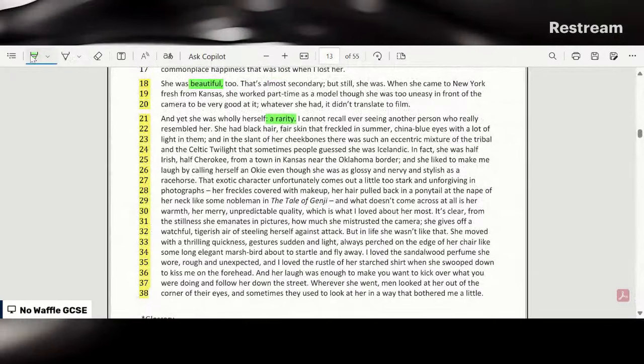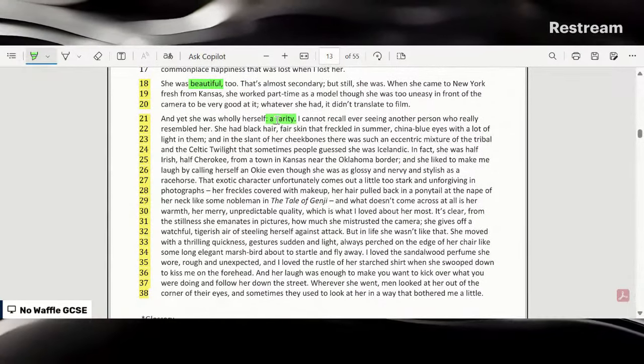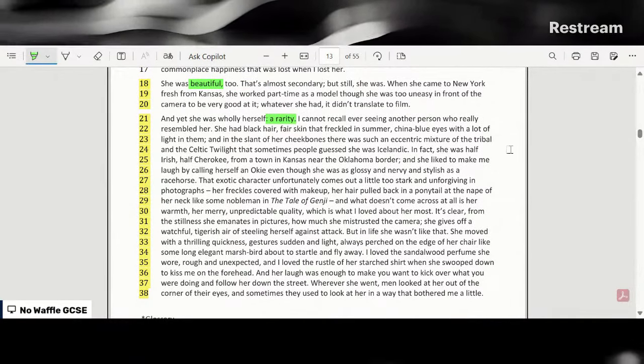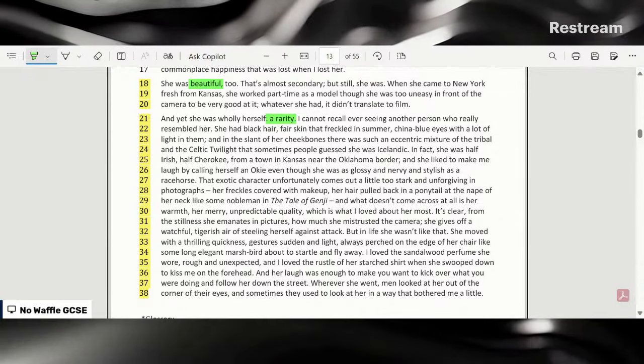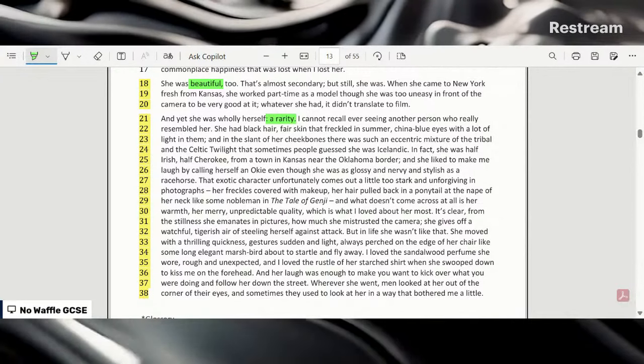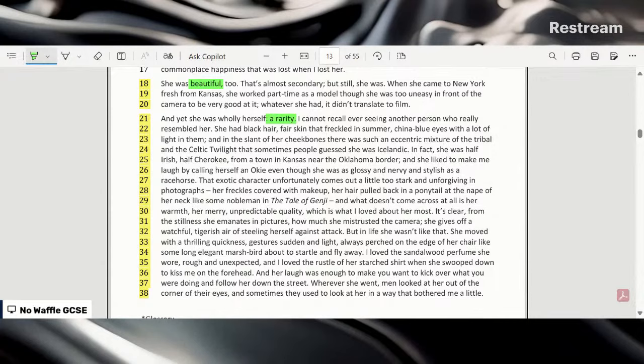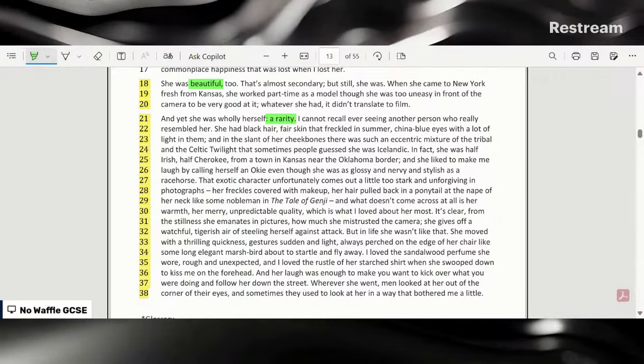So yeah, you've got the colon and you've got a rarity. Now, a colon is normally used to suggest that whatever you're going to say next is the name of something else, or it's an example of something. So she is an example of a rarity.